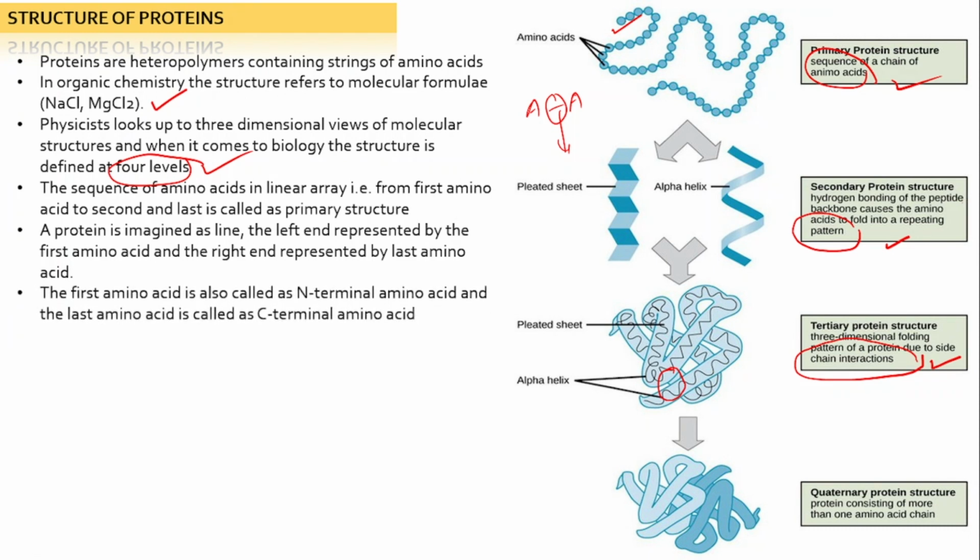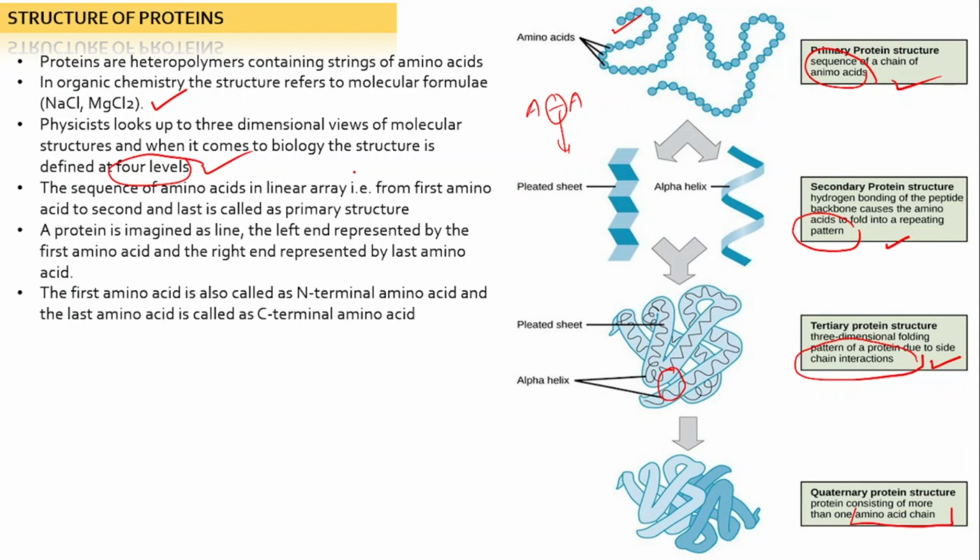Coming to quaternary protein structure: proteins consisting of more than one amino acid chain. We saw tertiary protein structure, secondary protein structure, and also primary protein structure. Coming to quaternary structure, proteins consist of more than one amino acid chain. So for example, here we have one chain, and here maybe multiple chains together, they intermingle, forming side to side bonding in the chains.